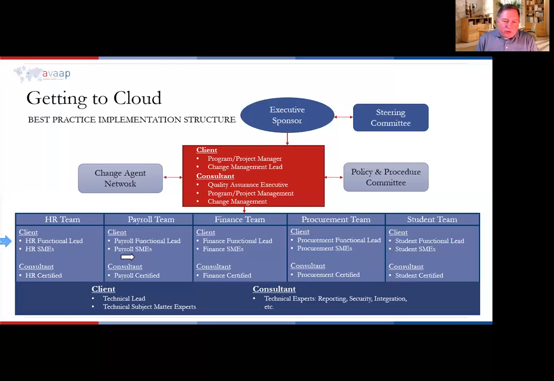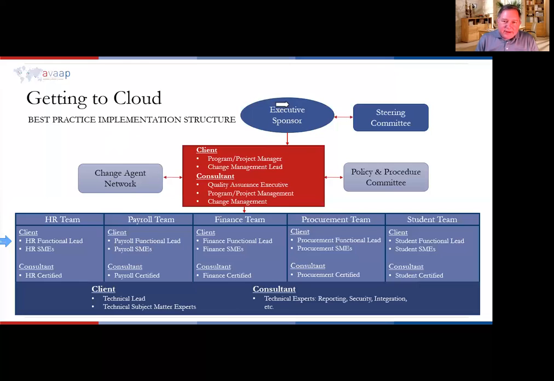So let's take payroll as an example. You may have a functional lead that's going to support this long term. Let's say they're a payroll analyst who is really gifted from a technology perspective, but they're not the payroll manager. They're not the person that does garnishment processing. Those SMEs will work with those functional leads during the course of the implementation for testing and different things like that.